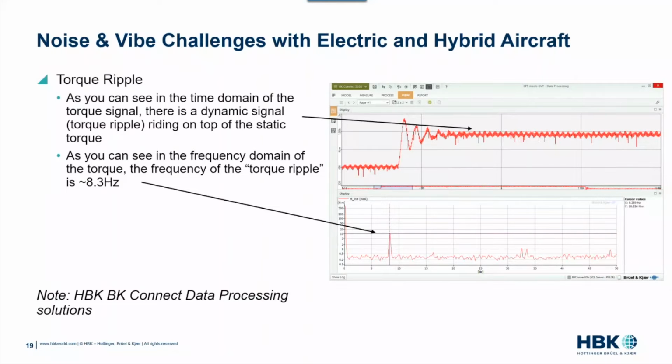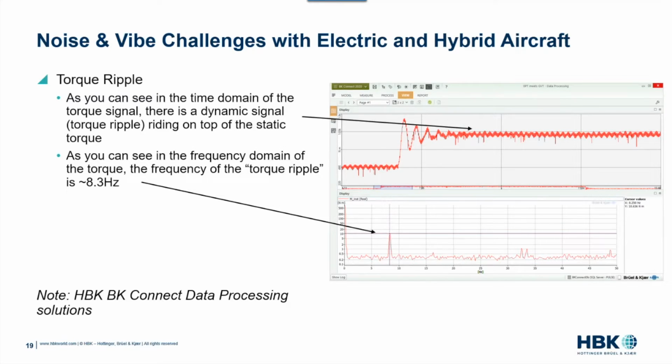If you take a closer look at what I'll call the electrical data, the torque, the current, the voltage, the speed, and you zoom in, you can see that the torque has not only a static value, but a dynamic component riding on top of that static value. If you think of it, that motor is sitting there oscillating back and forth. If you take a closer look in the frequency domain, that shows up in this data that we took at roughly a little over 8 hertz.